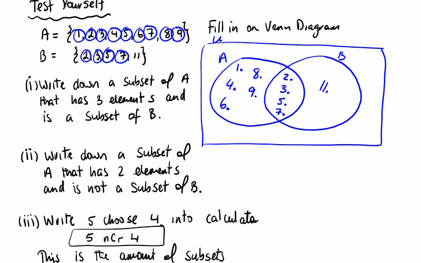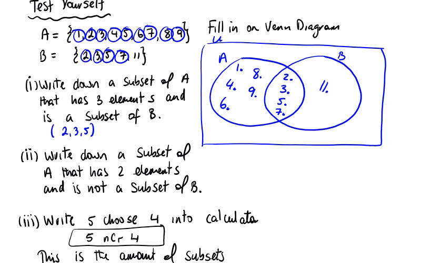So a subset of A that has 3 elements and is a subset of B, well, that just has to come from the intersection. So we've a combination of what we could use. So we can use 2, 3, and 5. That's the first one we see. 2, 3, and 5. You may have chosen 2, 3, and 7, 3, 5, and 7, or 7, 5, and 2. Any of those 4 are correct.